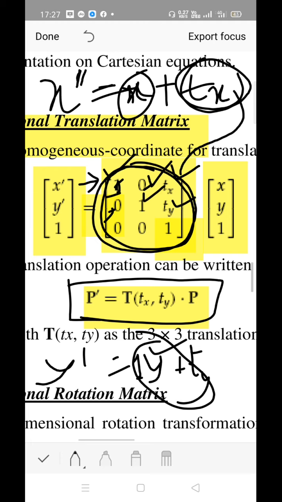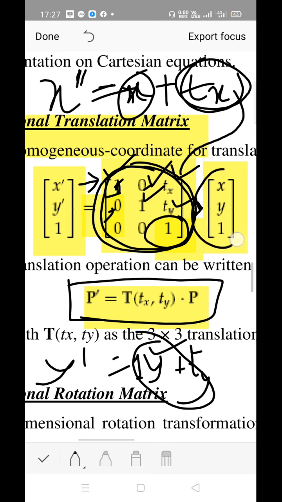Then the third row. For the third row, for x and y, you make it 0 and 0 only. For the constant term, that is for the parallel plane, actually for the z, you mark its coefficient value as 1. That's it. This thing you have to remember.